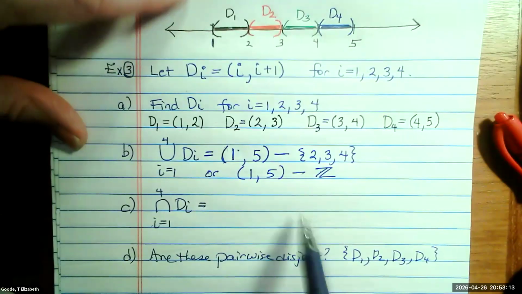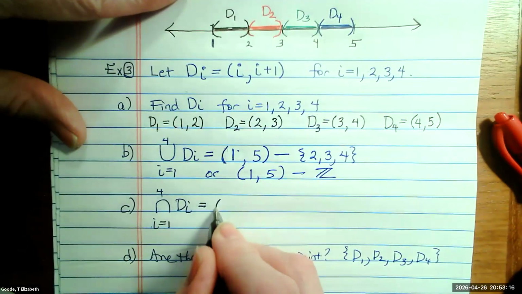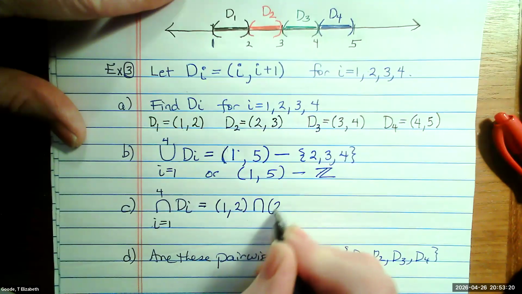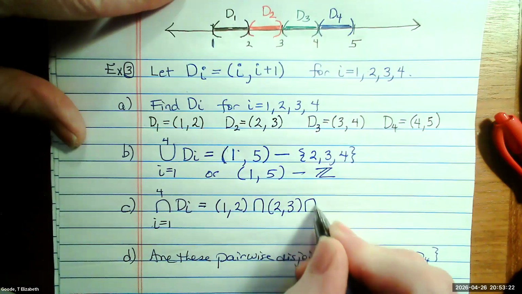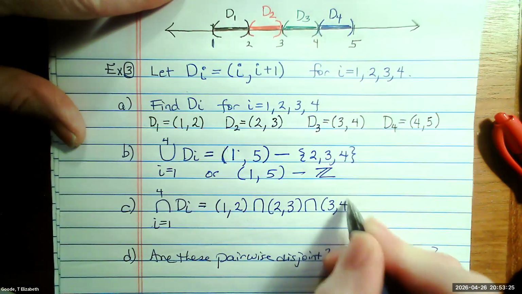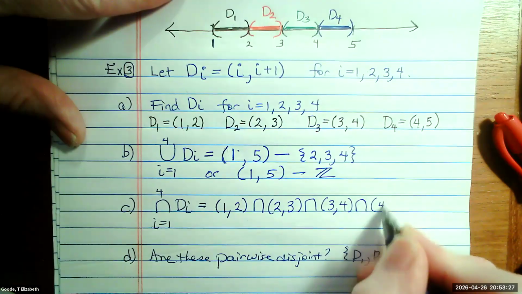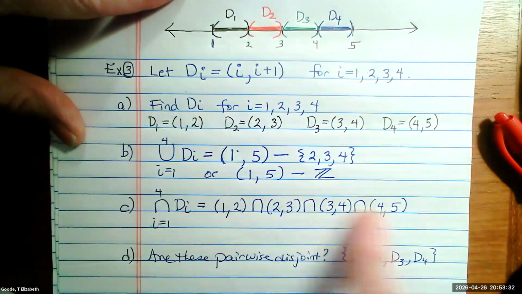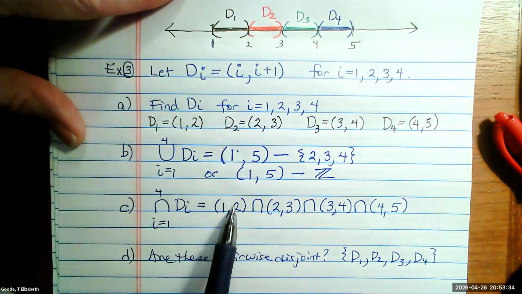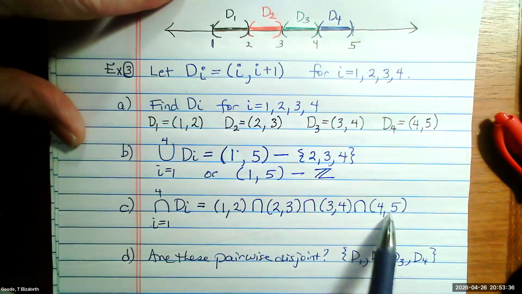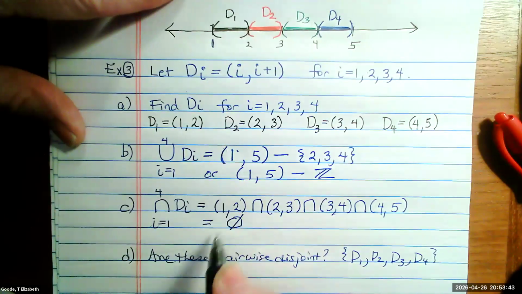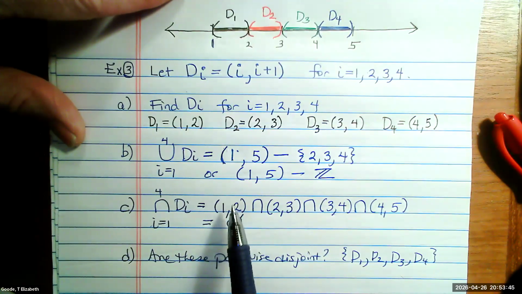Are there any real numbers that are in (1, 2), and in (2, 3) with soft brackets on both ends, and in (3, 4), and in (4, 5)? Are there any real numbers in this intersection? Is there any real number that is in here and in here and in here and in here? Let's say no. You would be right. So that's the empty set. There are no elements that are shared.